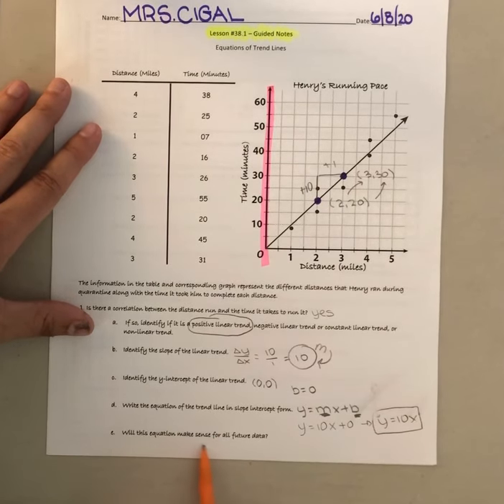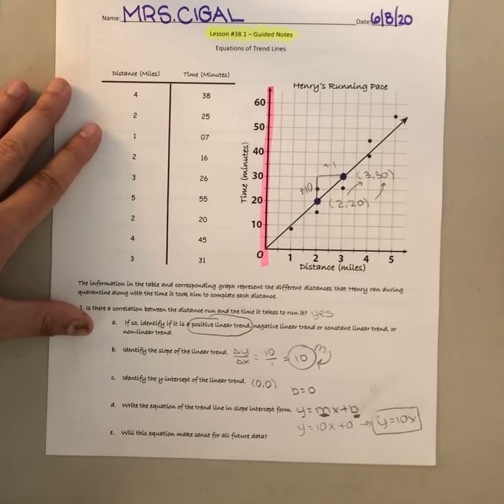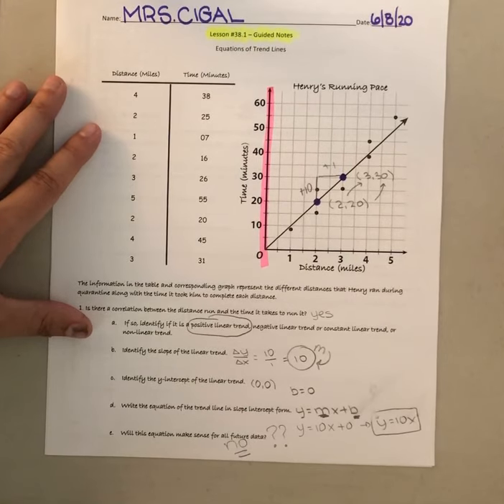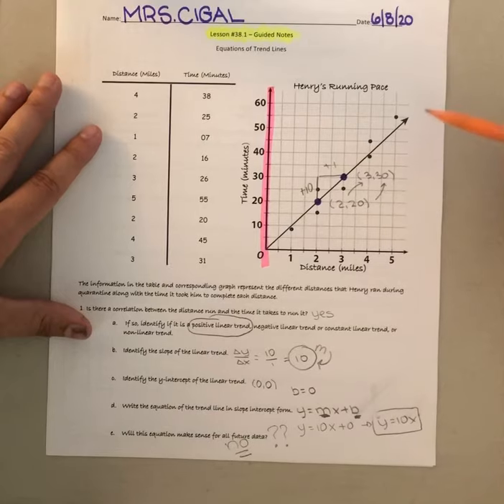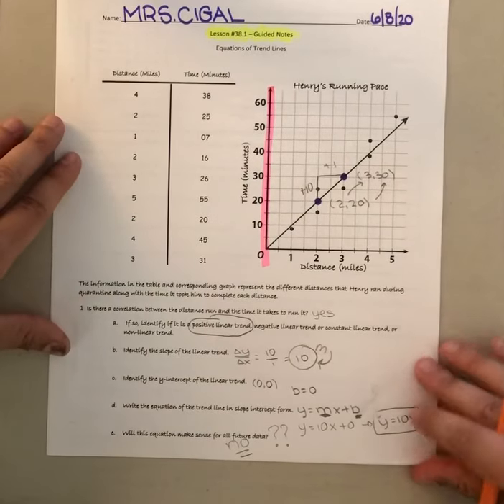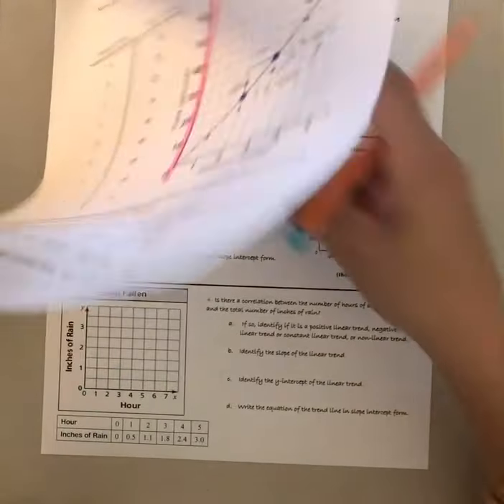So it says, will this equation make sense for all future data? So this assumes that he can keep a 10-minute mile pace forever. That's for you to decide. I'm going to go with probably not. I can't imagine that he's going to keep that up, let's say for 24 straight hours. There are people that do it, but baby Henry's only 6. All right, on the next page, we have some practice problems.